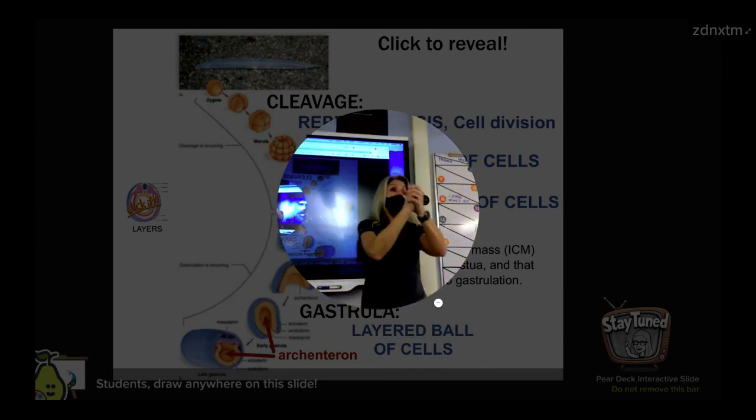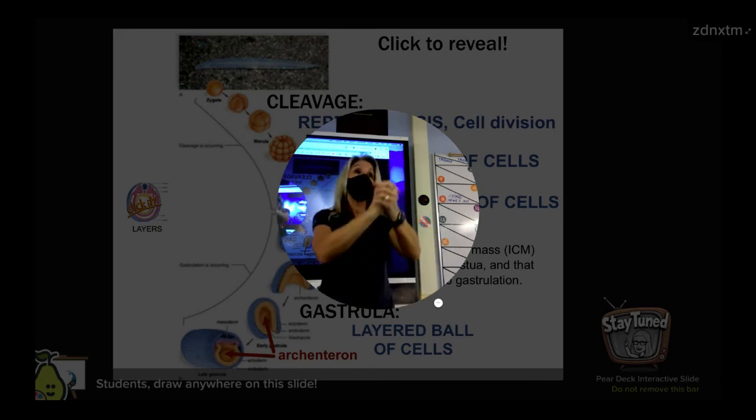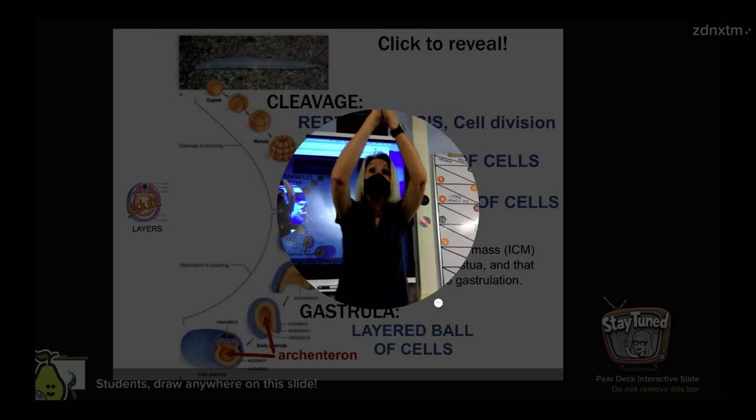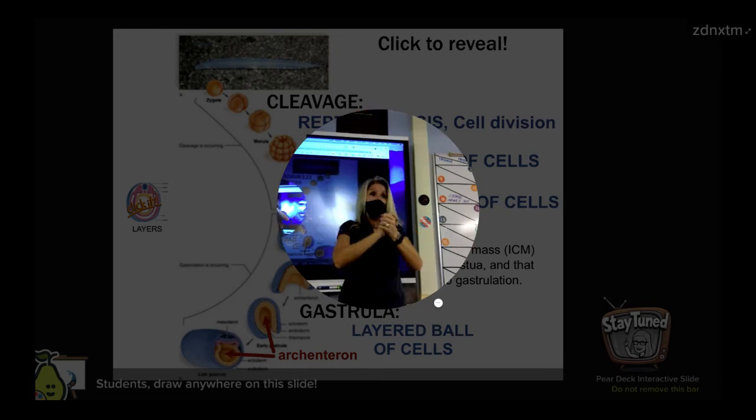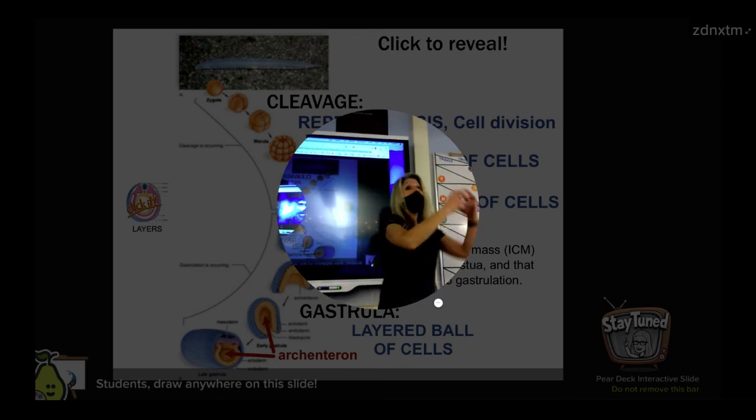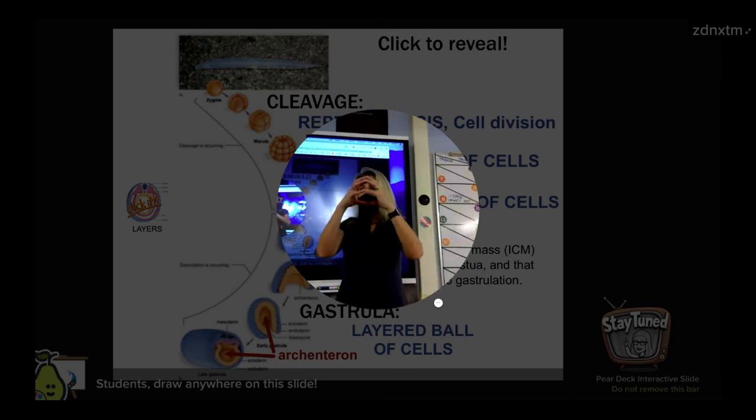Okay, go again. Cleavage, cleavage, cleavage, and you form a solid ball of cells called a morula. And then you're going to pump in salt. Who's going to follow? Water, because water must flow from the hypo. And you form a blastula. And a blastula is a hollow ball of cells. What do we call the cavity inside the blastula? A blastocele.